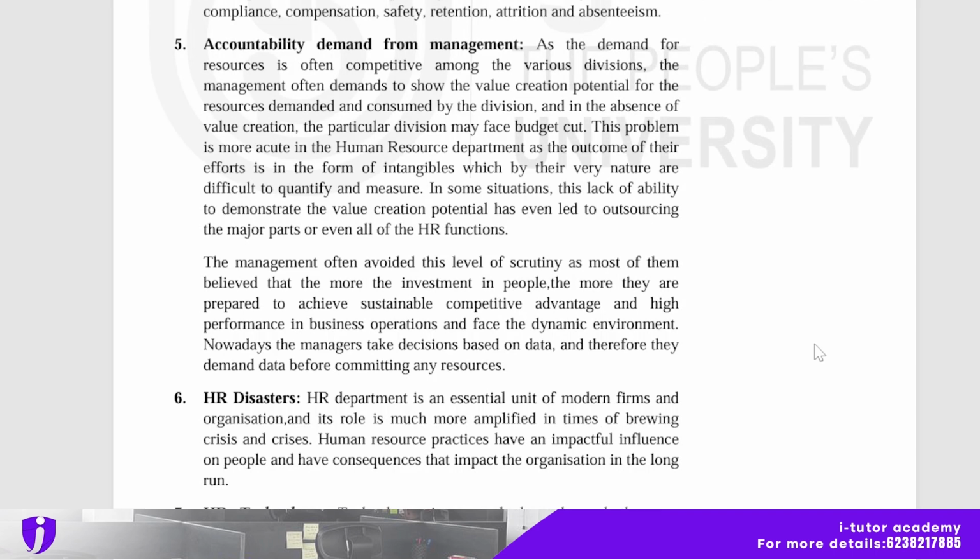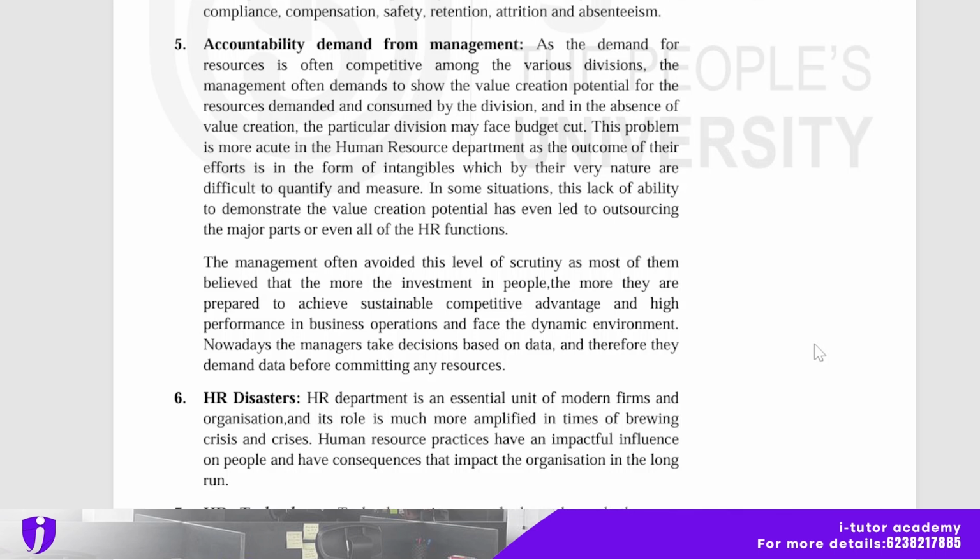Next is accountability demand from management. As the demand for resources is often competitive among the various divisions, the management often demands to show the value creation potential for the resources demanded and consumed by the division, and in the absence of value creation, the particular division may face a budget cut.